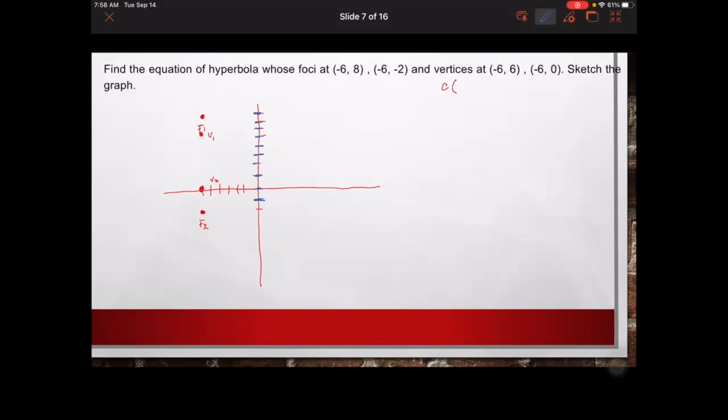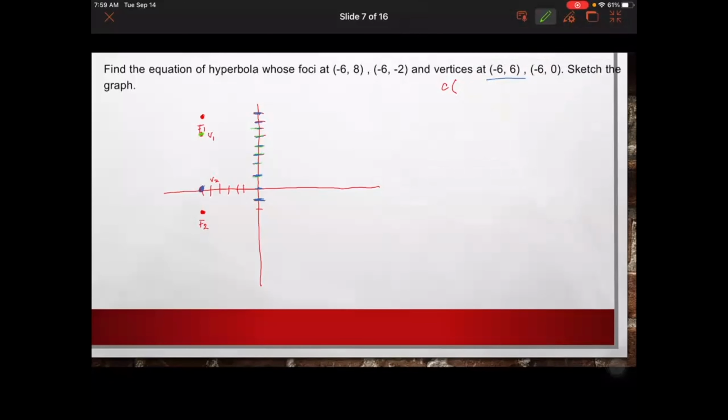Paano magka-V1 at V2? From the given, vertices at negative 6 and positive 6. Diba? Nasaan ba yung negative 6? Ito yung ating negative 6 and positive 6. Ito siya. So, 1, 2, 3, 4, 5, and 6. So, ito po yun. That's the V1.